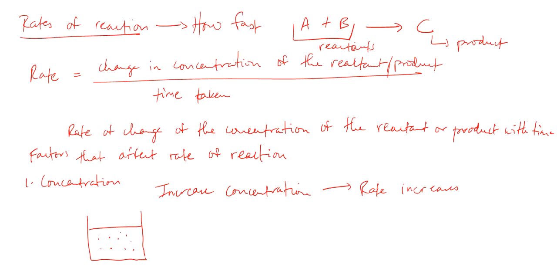This is explained in one of my earlier videos. So basically you need to know that when we increase the concentration of the reactants, the rate of reaction increases. Why does it increase? You have to be able to explain this. When we increase the concentration, we are increasing the number of particles per unit volume, and therefore the frequency of the collision increases, and that is why the rate increases. Another factor that affects the rate of a reaction is pressure.